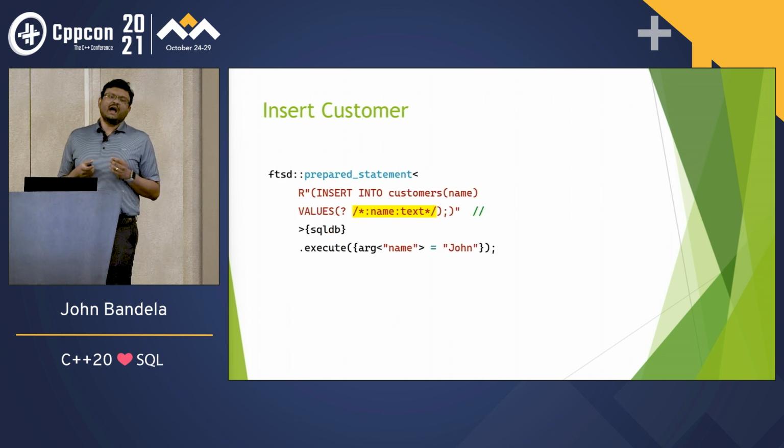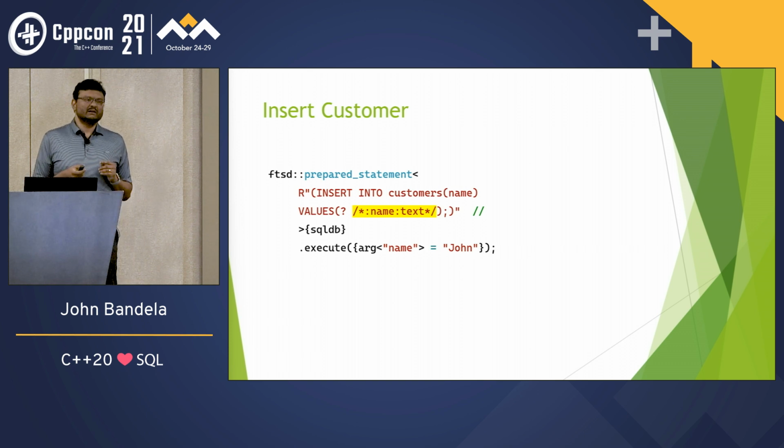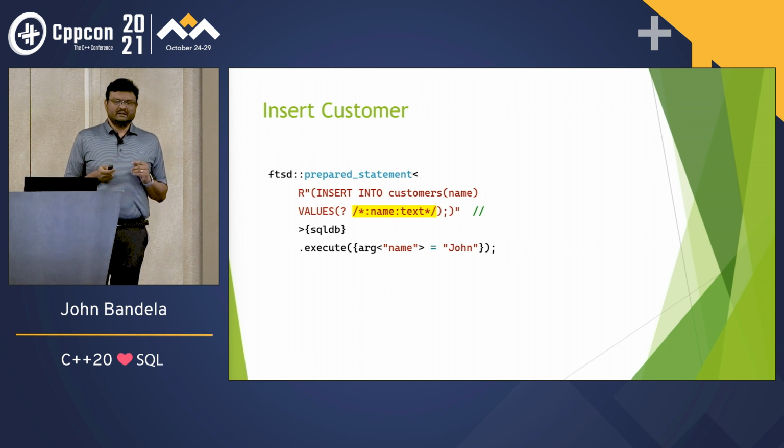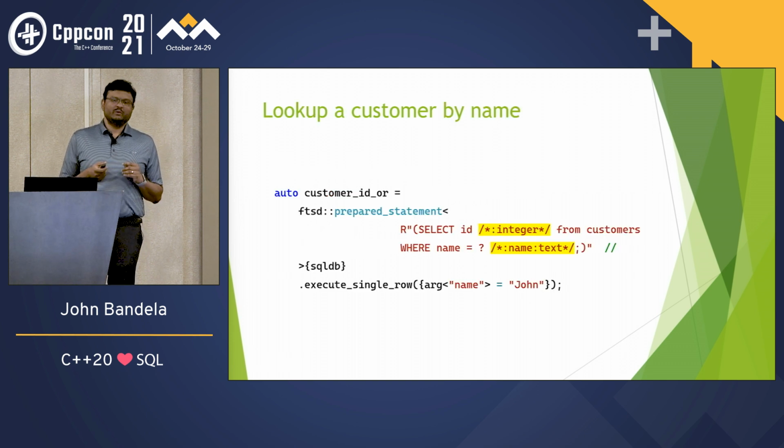All right, let's insert a customer. So we use prepared statements. So insert into customer name and values and the question mark. And then pay attention to what is highlighted. We'll come back and look at that later. So, like a C-style comment, :name, :text.